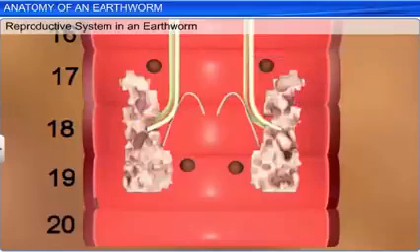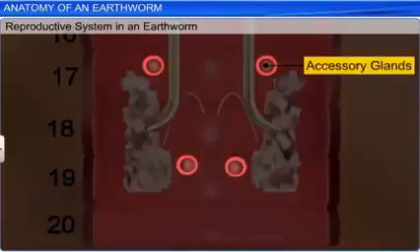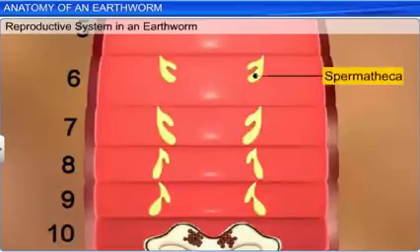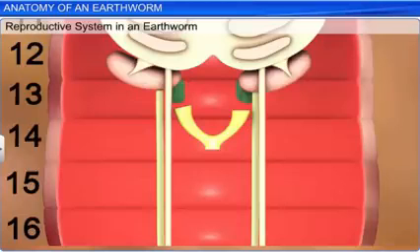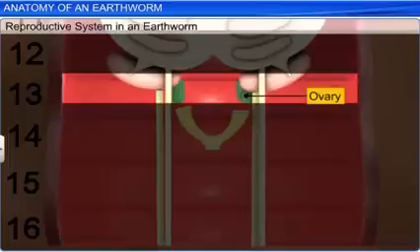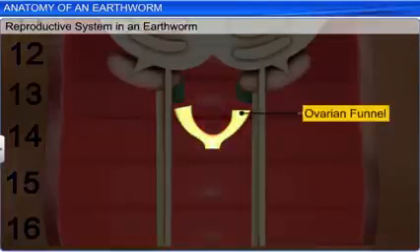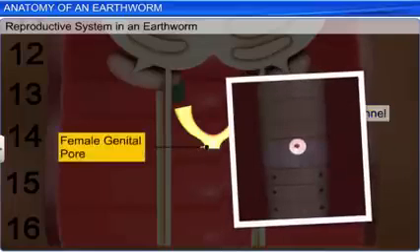In the 17th and 19th segments, a pair of accessory glands is found in each segment. Also, each segment from the 6th to the 9th bears a pair of spermatheca, which receives and stores spermatozoa during copulation. The female reproductive system consists of a pair of ovaries present on the intersegmental septum of the 12th and 13th segments. Below the ovaries are the ovarian funnels, which continue into the oviduct and join to form a single female genital pore on the 14th segment.